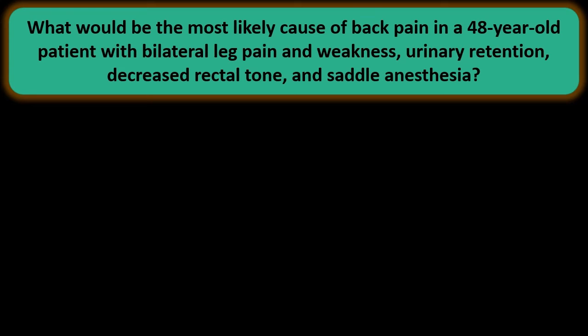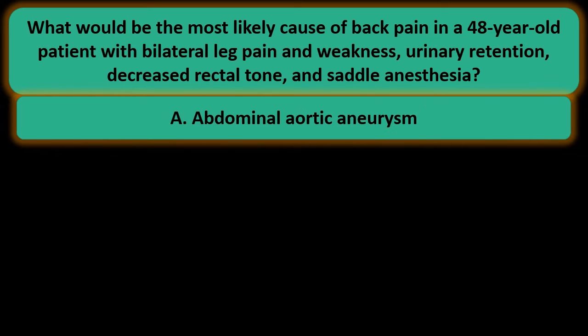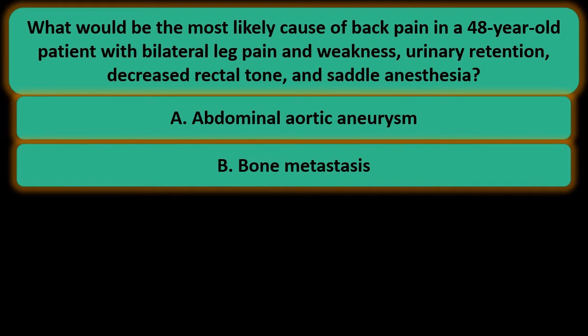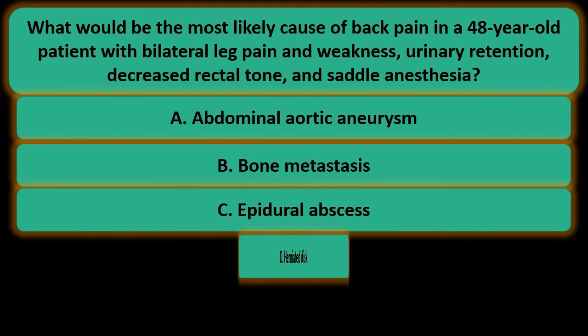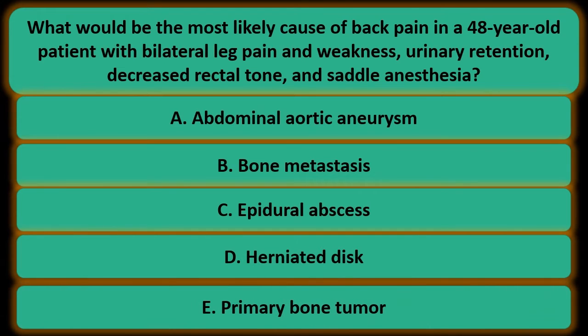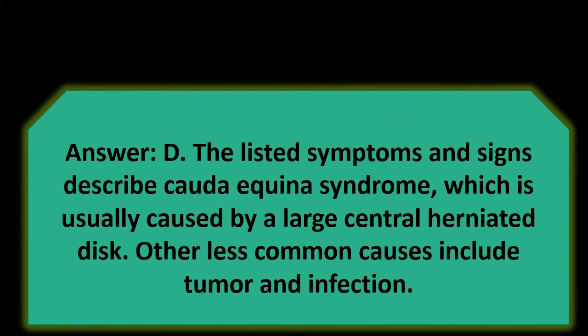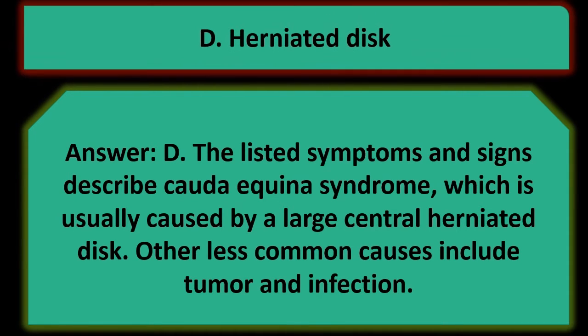What would be the most likely cause of back pain in a 48-year-old patient with bilateral leg pain and weakness, urinary retention, decreased rectal tone, and saddle anesthesia? A. Abdominal aortic aneurysm. B. Bone metastasis. C. Epidural abscess. D. Herniated disc. E. Primary bone tumor. Answer is D. Herniated disc.